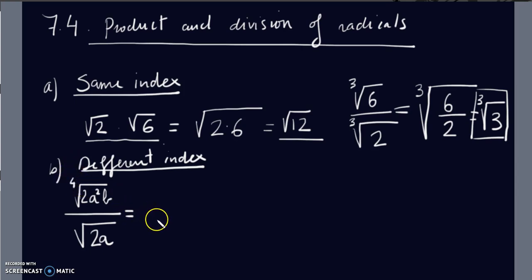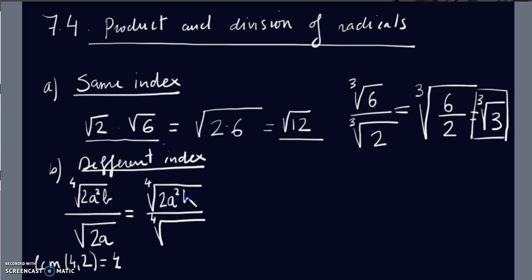To put them with the same index, you need to calculate the LCM of the indexes 4 and 2. That is pretty simple because it's 4. So I write the index 4. In the numerator, the index is the same, so we don't have to change anything. We write the same: 2 times a squared times b.